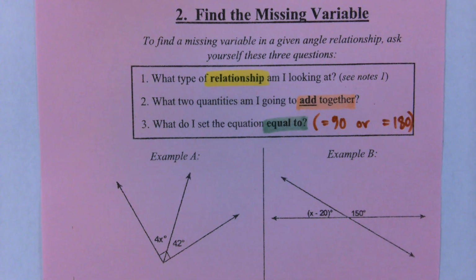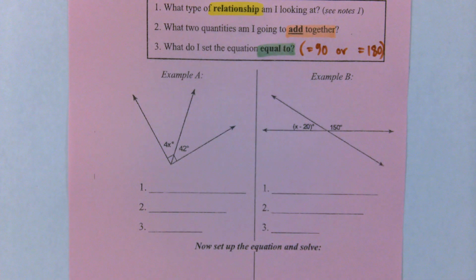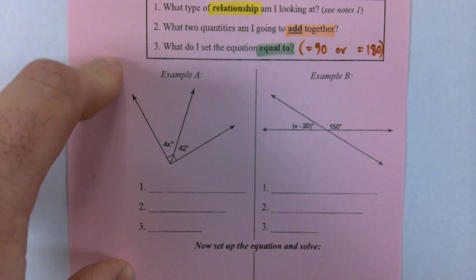Very simple. 3 questions. Not super philosophical, crazy questions. They're pretty straightforward. So let's just jump right into example A and see if we can answer these 3 questions all on our own. Number 1, what type of relationship am I looking at? Take a couple moments to think about it. It shouldn't take too long. But everybody all together tell me, what type of relationship do we have here in example A? Go.